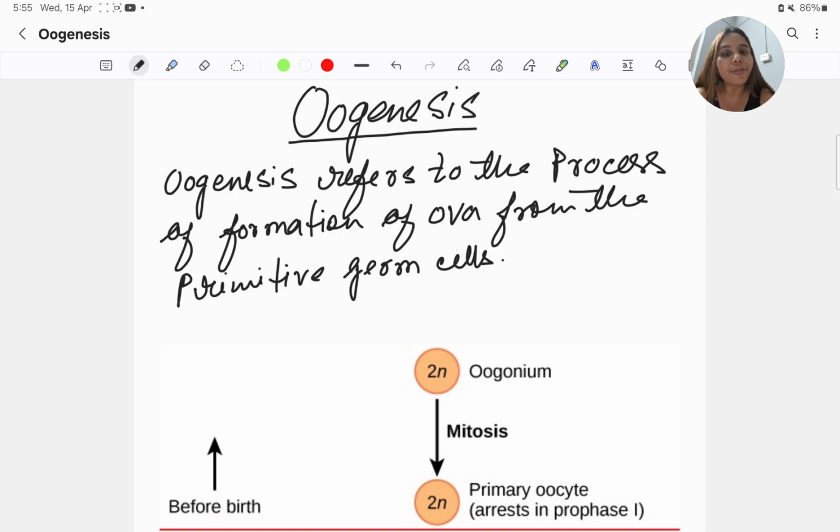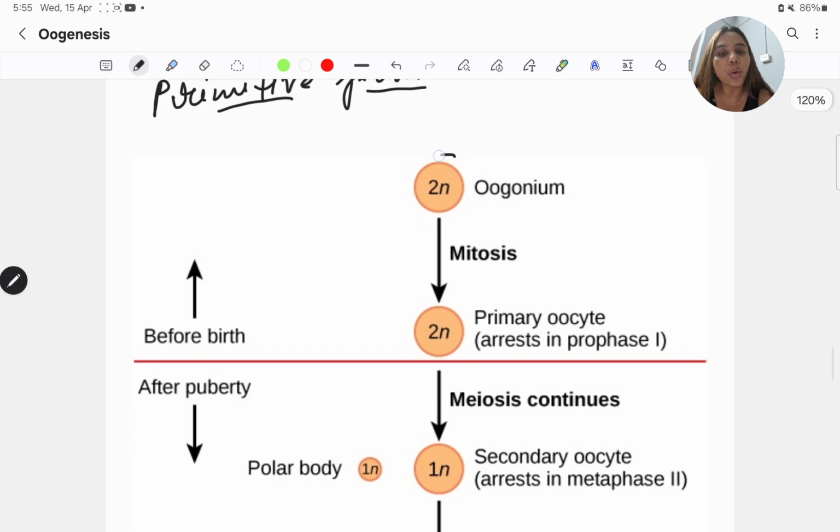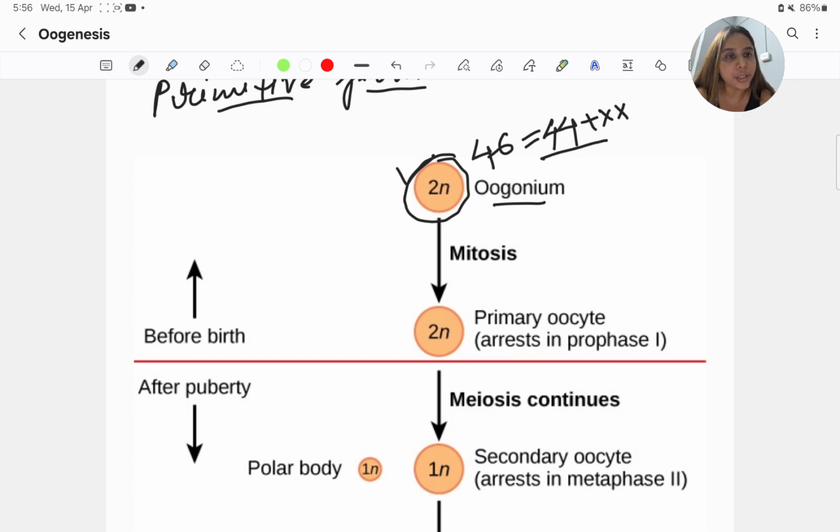So oogenesis refers to the process of formation of ova from the primitive germ cells. Now what are the primitive germ cells? That is oogonium, and these oogonium are 2n in number. That means 46 chromosomes are present, and within the 46, 44 are autosomes that determine our characteristics, and 2 X chromosomes, for that it's a female. Okay, 2 sex chromosomes. So this oogenesis occurs in 4 different stages.